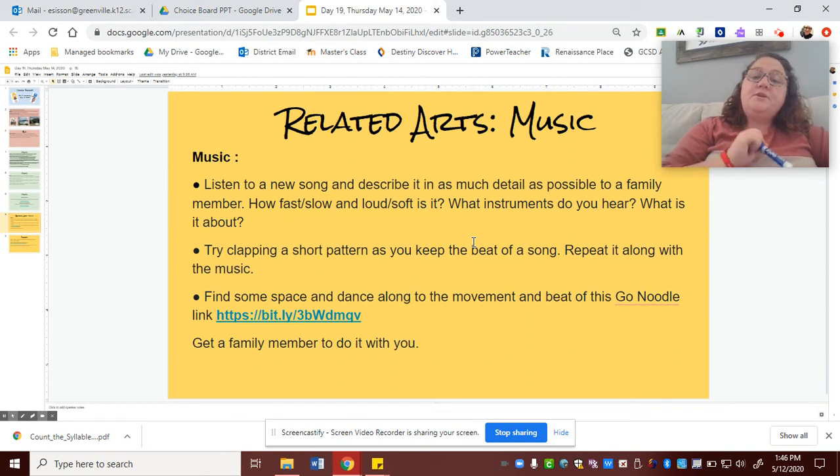All right, today is music. So you're going to either listen to a new song and describe it in as much detail as possible to a family member, how fast or slow or loud or soft it is, what instruments you might hear, what the song is about. You can try clapping a short pattern as you keep the beat of the song and repeat it along with the music, or you can find some space and dance along to the beat of a Go Noodle. We love Go Noodle.